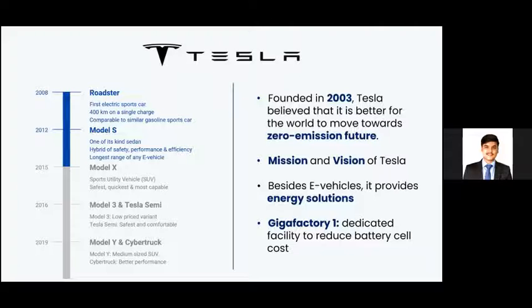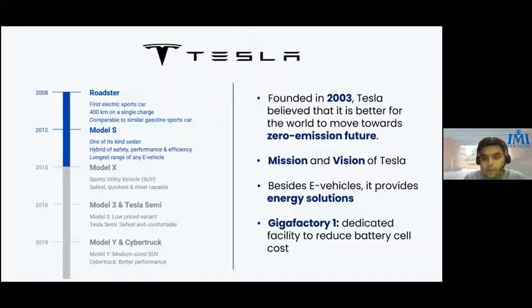Tesla launched its Model S sedan, which was one of its kind in every aspect. A hybrid of safety, performance, and efficiency, Tesla Model S had set the benchmark for the longest range of any electric vehicle with 0 to 60 miles per hour acceleration in a time of just 2.28 seconds.